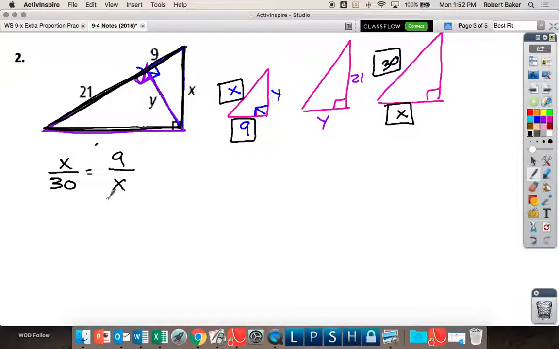Can we solve that? Yes, we can. You just don't remember how to. How do you normally solve proportions? 9 times 30. Cross multiply. 9 times 30. X times x. X squared.